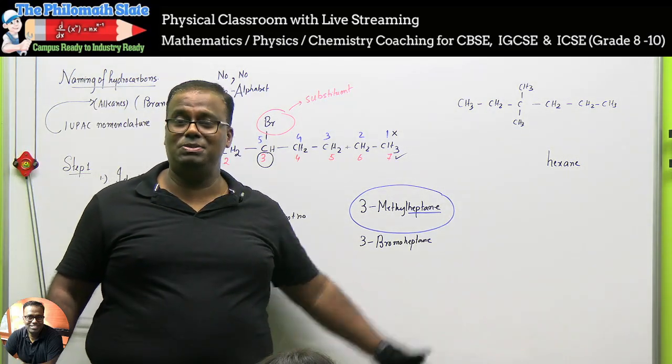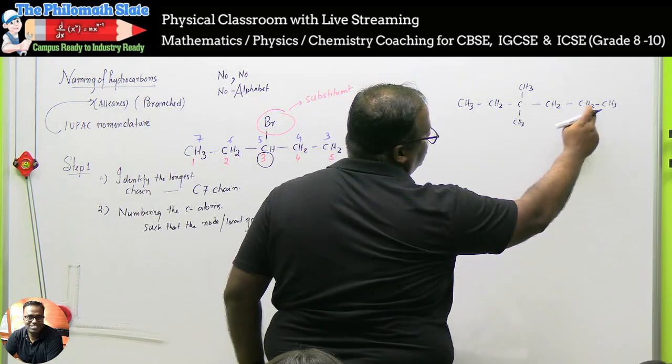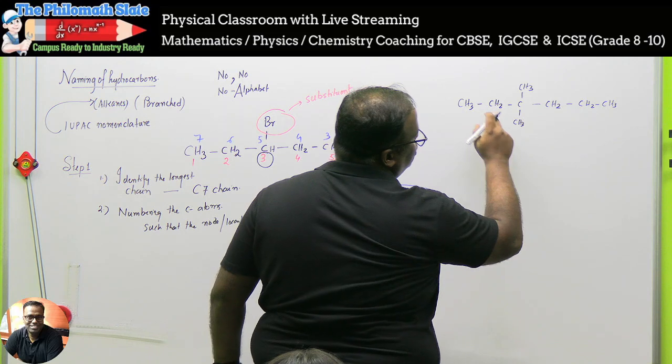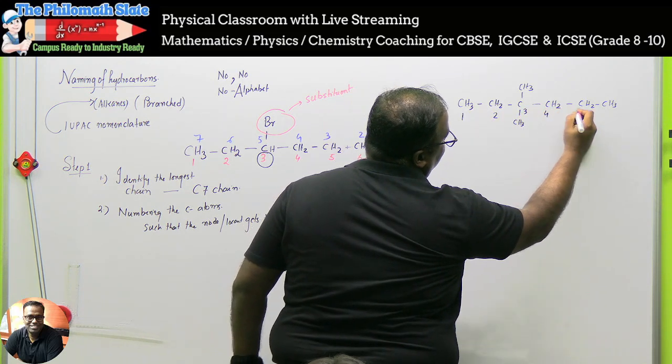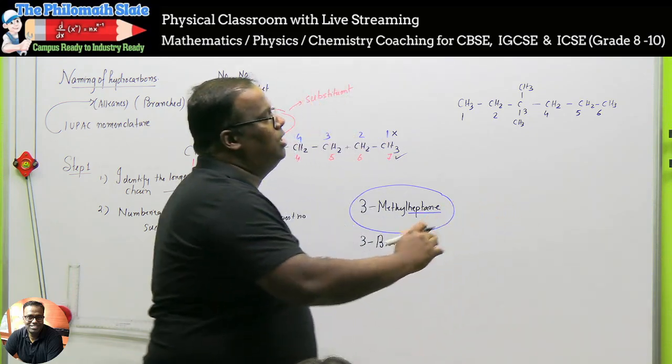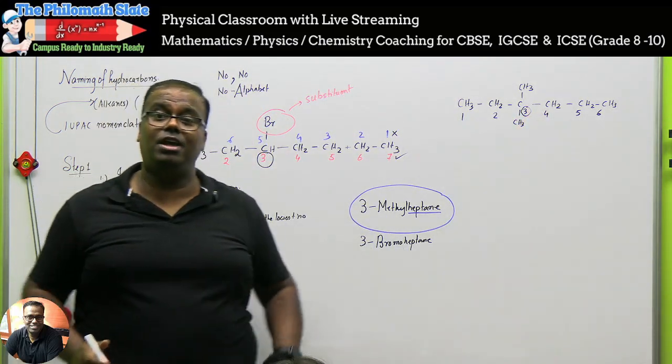Now branching has happened in this. How do you number it now? Which way should I number? 1 2 3 4, 1 2 3. I number it this way, 1 2 3 4 5 6. Have you understood? So 3 is the node. Now look, what is attached at 3?